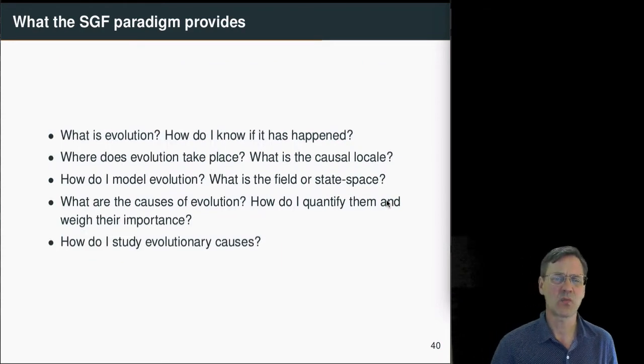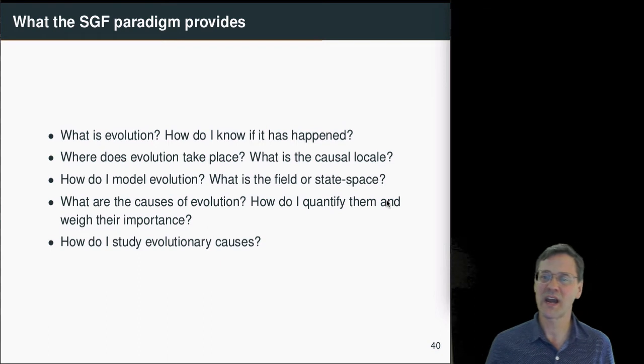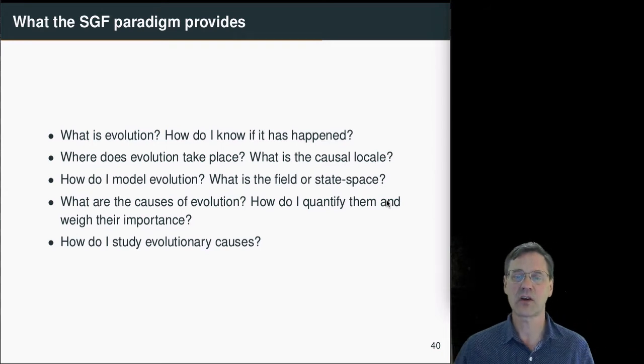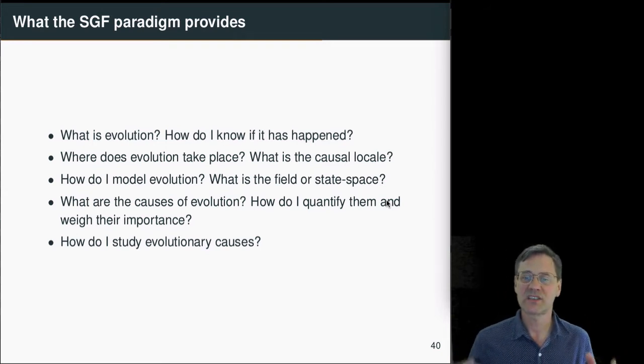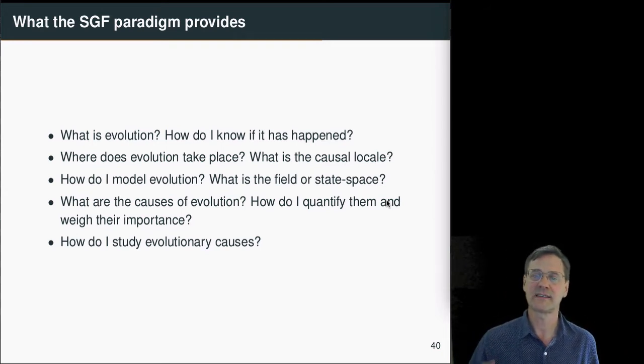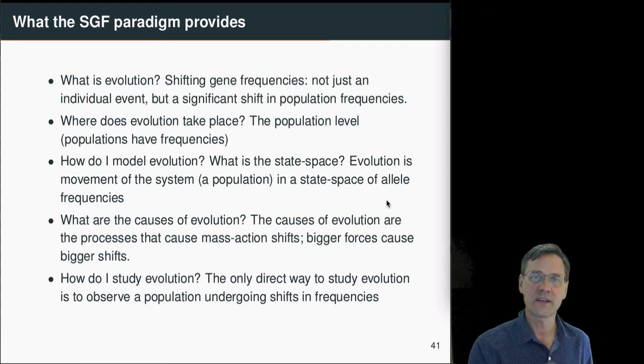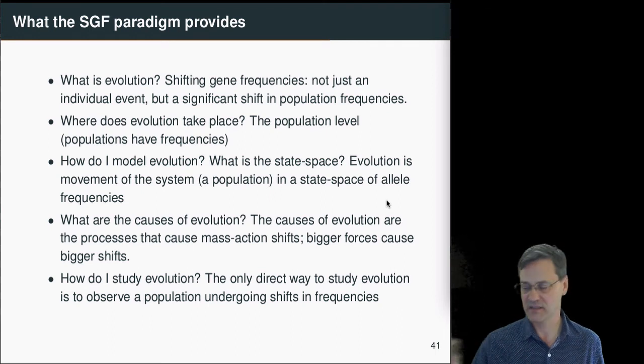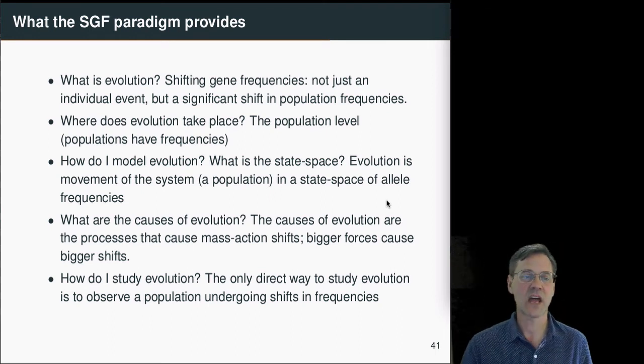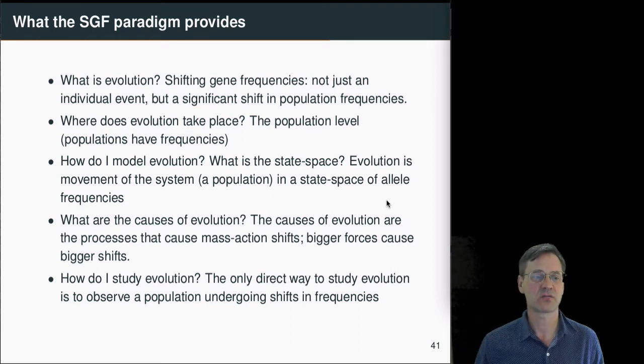What does that mean? Well, historically, prior to the synthesis era, there were no agreed answers to big questions like, what is evolution? What are the causes of evolution? How do I study them? And so on. And the shifting gene frequencies paradigm provides crystal clear, wide-ranging guidance on how to think about and how to study evolution. Here's what it says. What is evolution? Evolution is shifting gene frequencies. It's not just an event of mutation or an event of birth or death. It's an aggregate population level shift.